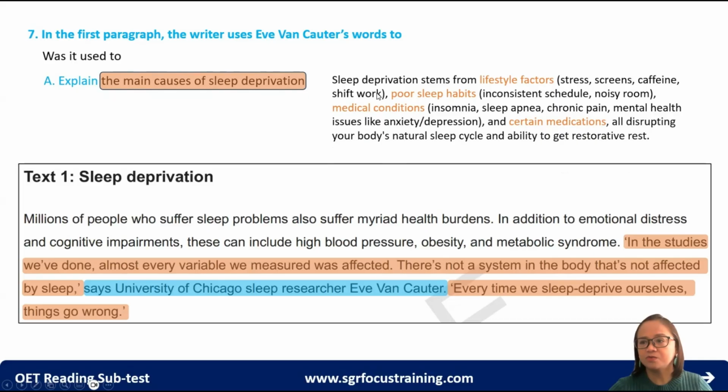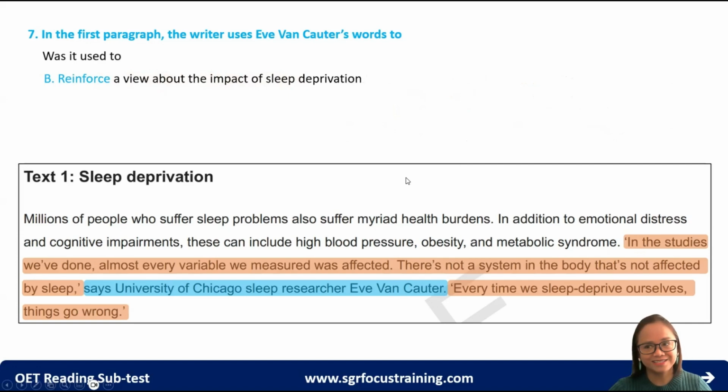So somebody who works at night finds it very hard to sleep in the morning. Or it could be poor sleeping habits, or it could be related to any medications or medical conditions. But none of these well-known causes of sleep deprivation was actually mentioned by Eve Van Coulter. That tells you then that letter A is not the right answer we're looking for. We're going to now look at letter B.